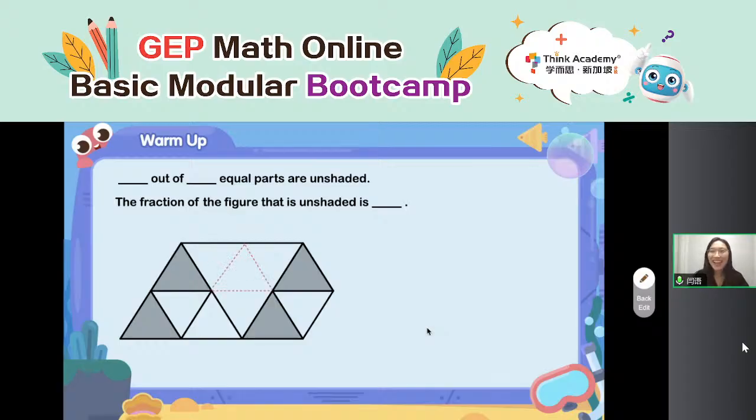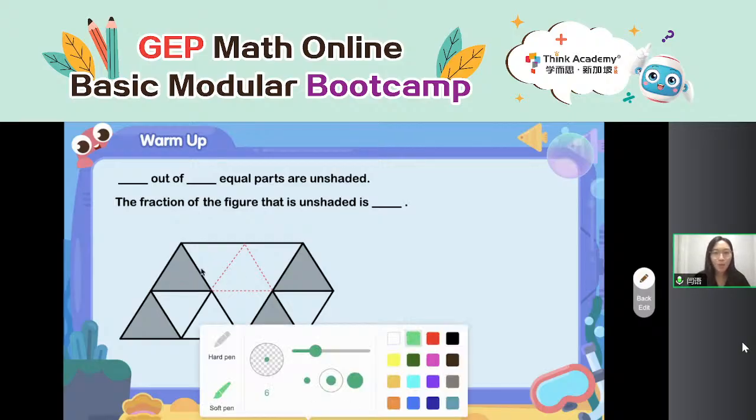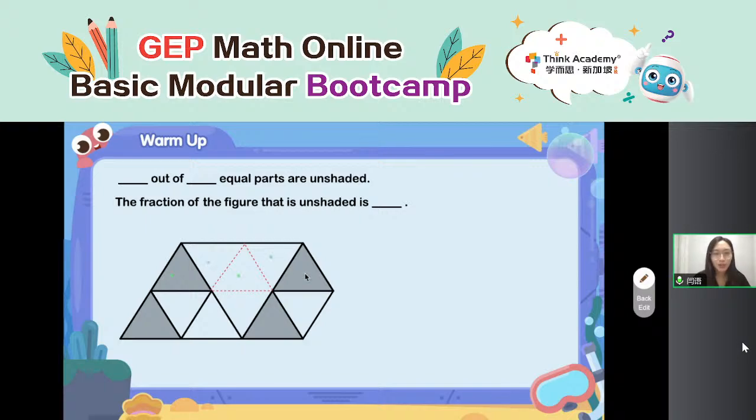Ta-da! So now, could you please tell me how many equal parts there are? You just count how many equal parts. 1, 2, 3, 4, 5, 6, 7, 8, 9, 10, 11. Okay, so in these 11 equal parts, how many parts are unshaded? Unshaded.